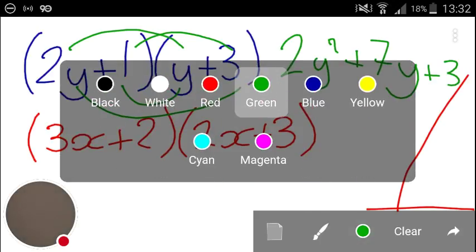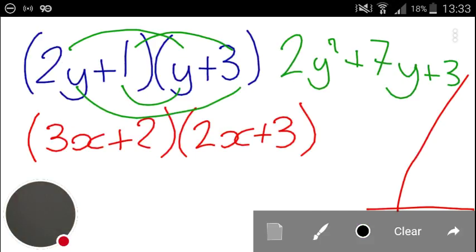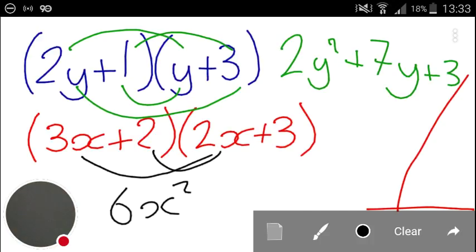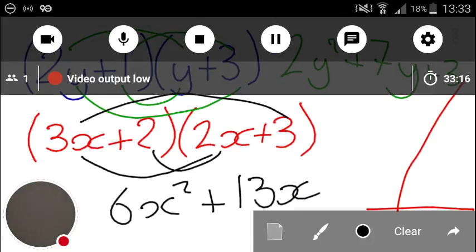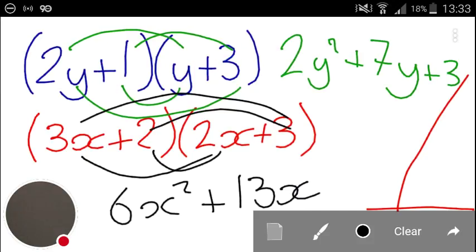Now our second one here. I'm going to use the black pen. So 3x times 2x. 3 times 2 gives me 6. x times x gives me x squared. So I have 6x squared. I then have 2 times 2x, which gives me 4x. I have 3x times 3, which gives me 9x. If I gather the 4x and the 9x together, I get 13x. And then lastly, 2 times 3 gives me 6.